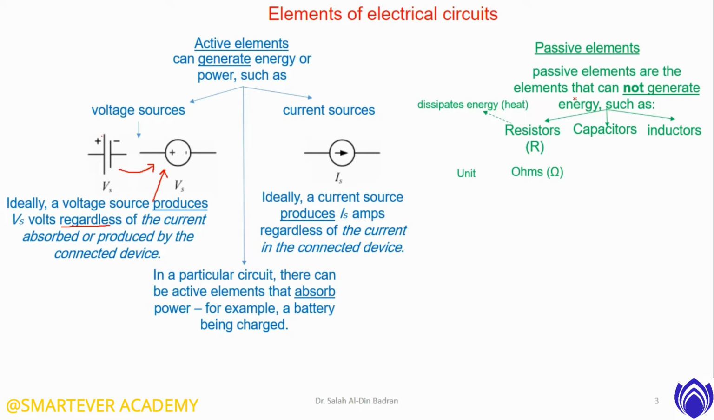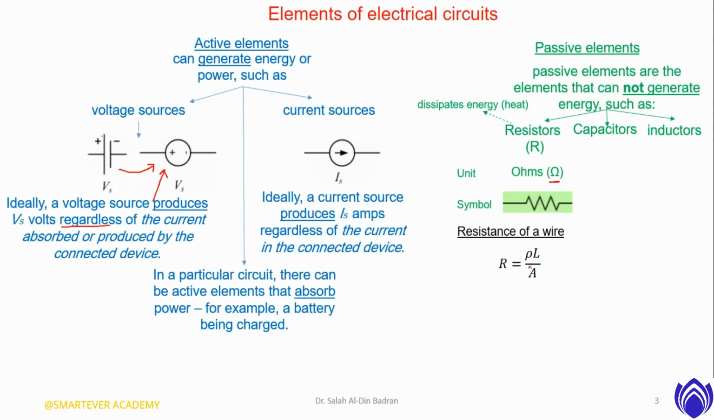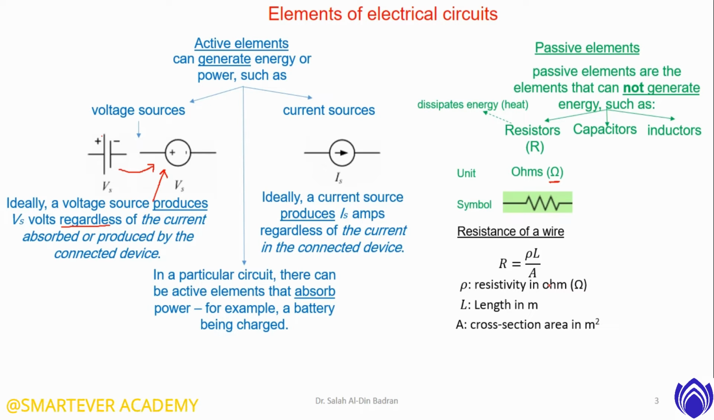We measure resistance in ohms, and this is the symbol of ohms: 1 ohm, 2 ohms, 3 ohms. This is the symbol of the resistor. The resistance of a wire is R equals rho multiplied by L over A. Rho is the resistivity in ohm-meters, L is the length in meters, and A is the cross-section area in meters squared.